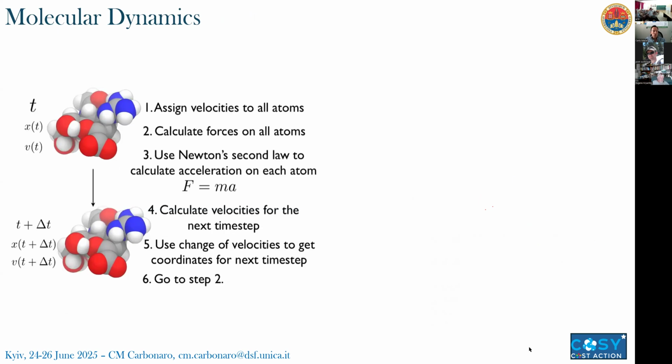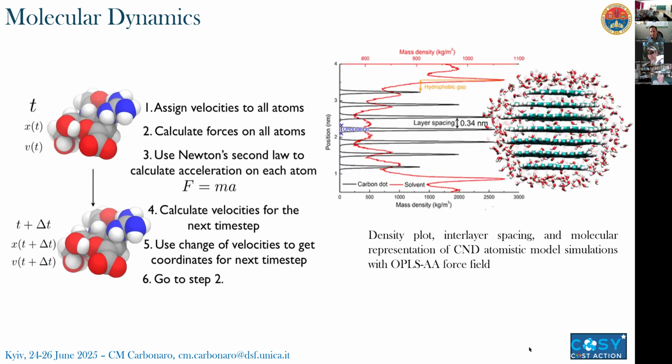And finally, we can also use molecular dynamics in order to get some interesting and very nice description of our system, calculating all the velocities of the atoms, the forces involved, and then solving the system with a very large number of atoms inside, I mean thousands of atoms, in order to get the density plot, the interlayer spacing of our structure, and a molecular representation of our carbon nanodots.